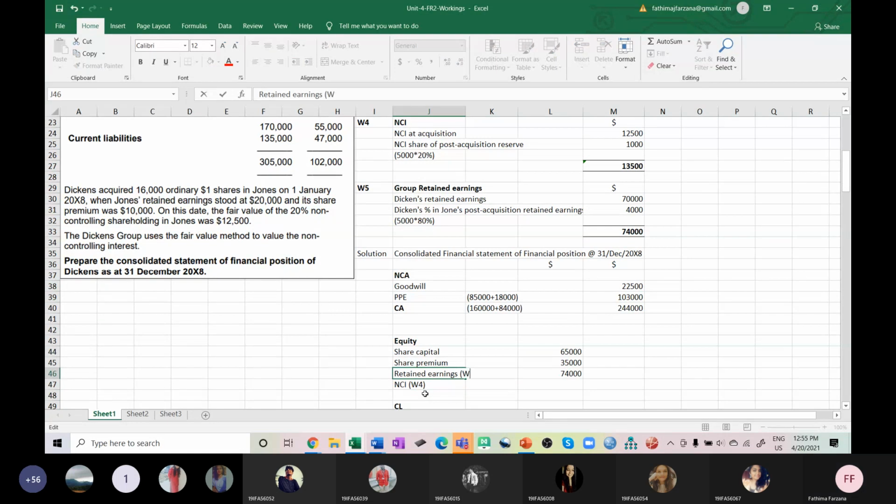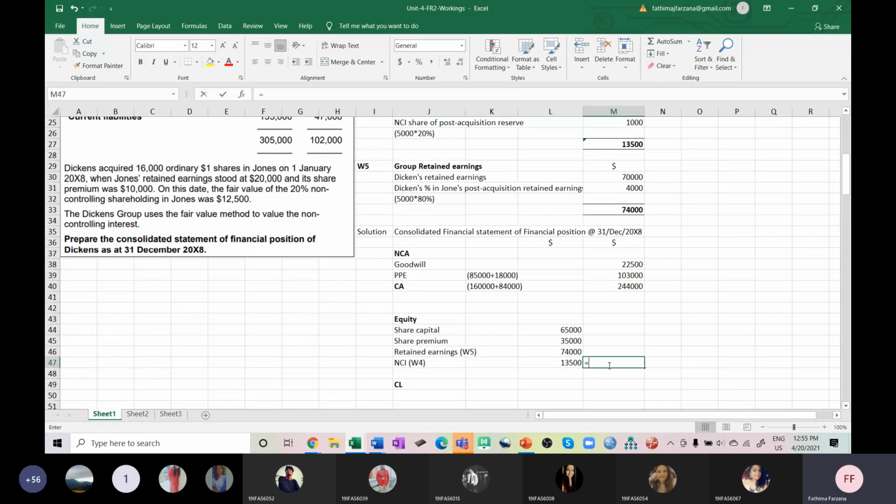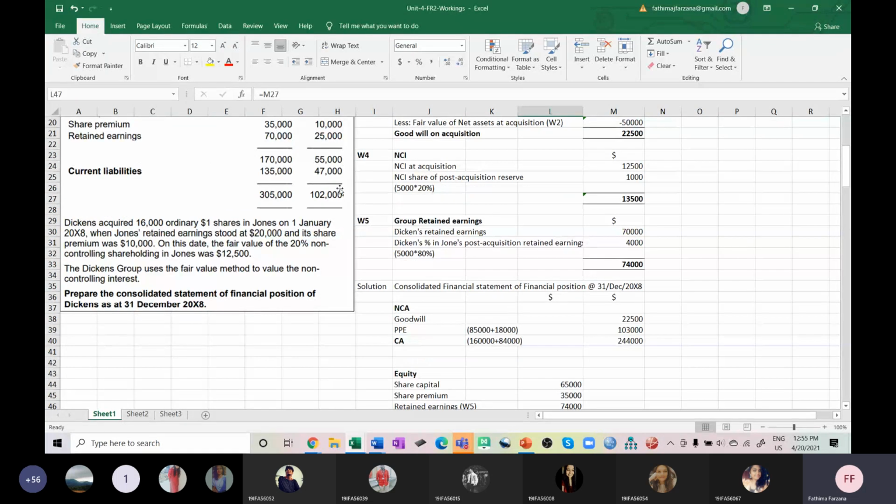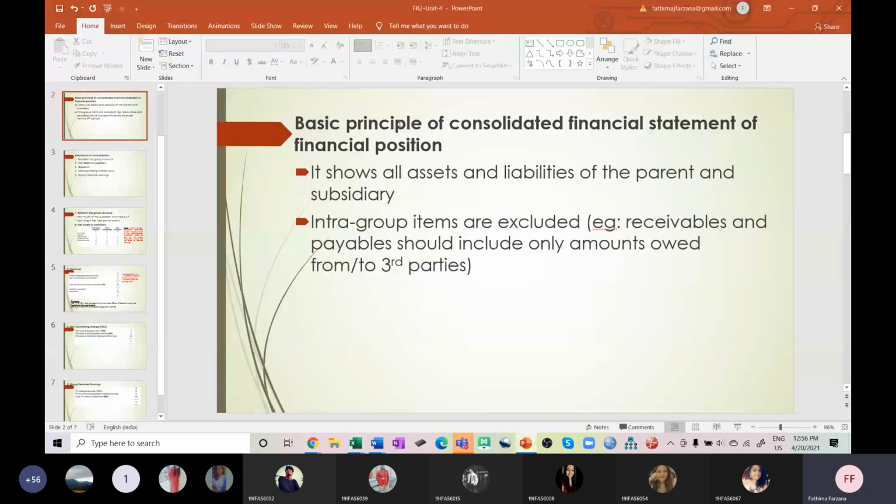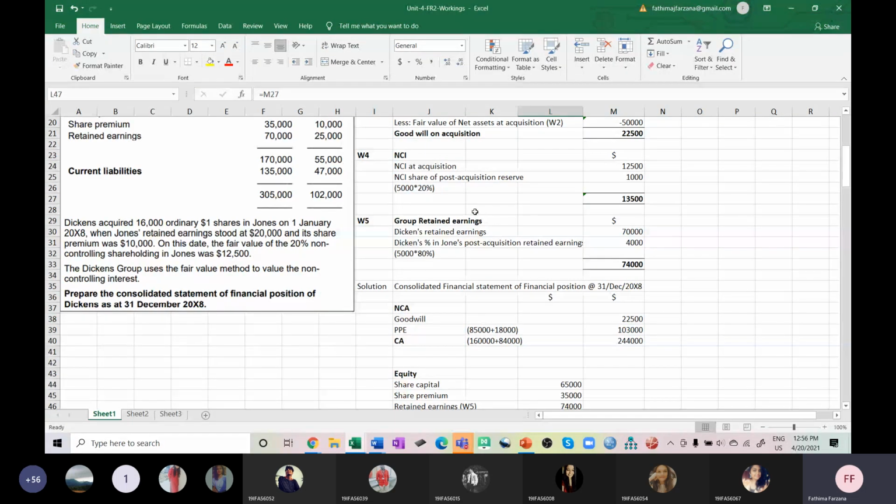Retained earnings. Non-controlling interest working note is 13,500. Right? Then coming to current liability, I'll write it here. Once this is done, it will be easy for me to recollect in the class. Half done means it's very, very difficult. Current liability, all the assets and liabilities. See here, basic principle: all assets and liabilities of the parent and subsidiary will be taken. Intra-group items will be excluded. And when it comes to equity, the parent's will be taken, and only group retained earnings will be taken. This will come in practice.